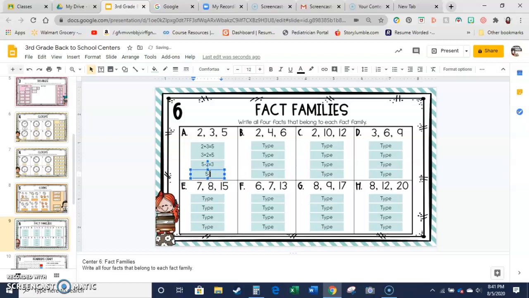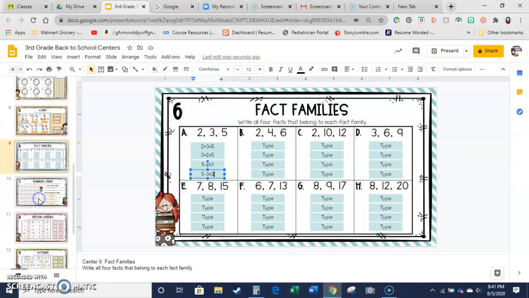5 minus, I used 2 last time, so this time I'm going to go to 3 equals 2. My fact family is complete for 2, 3, and 5. Go ahead and complete the other equations.